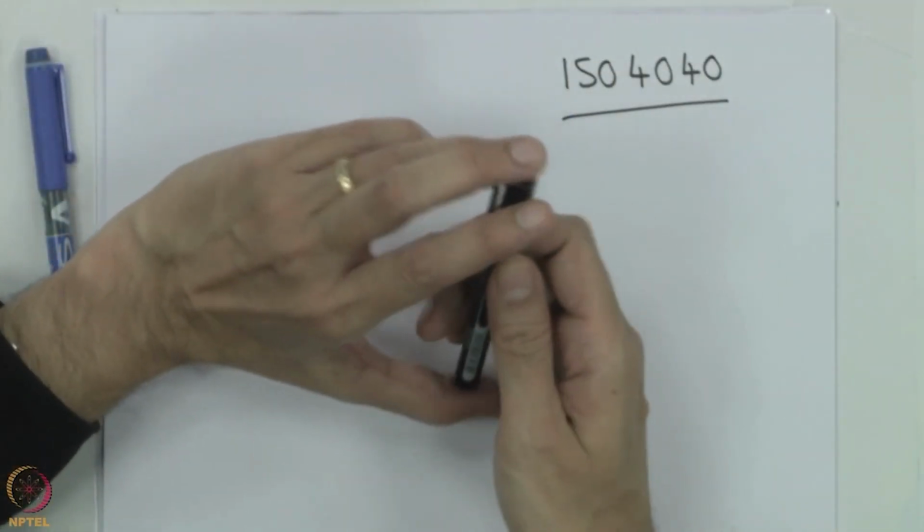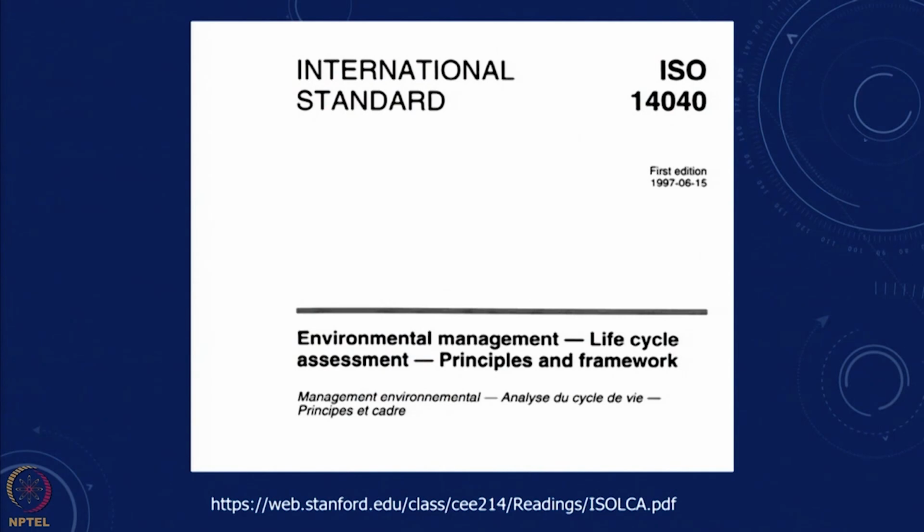So let us look at what is life cycle analysis. You may want to look at the international standard ISO 14040, which sets out the methodology for life cycle analysis, and you can look at this. It is available in the public domain. There are some additional values. This one is the 1997 edition, and this provides a framework for carrying out environmental management or life cycle assessment, and the principles and the framework.